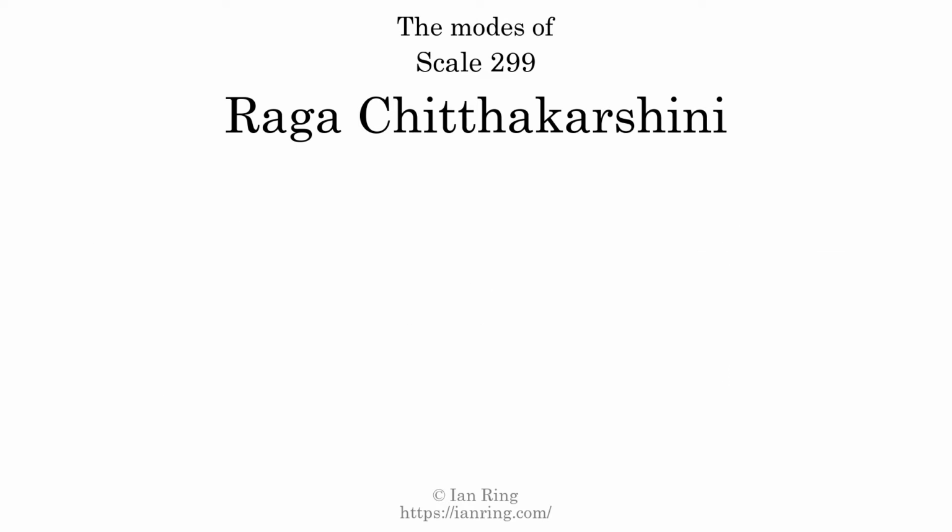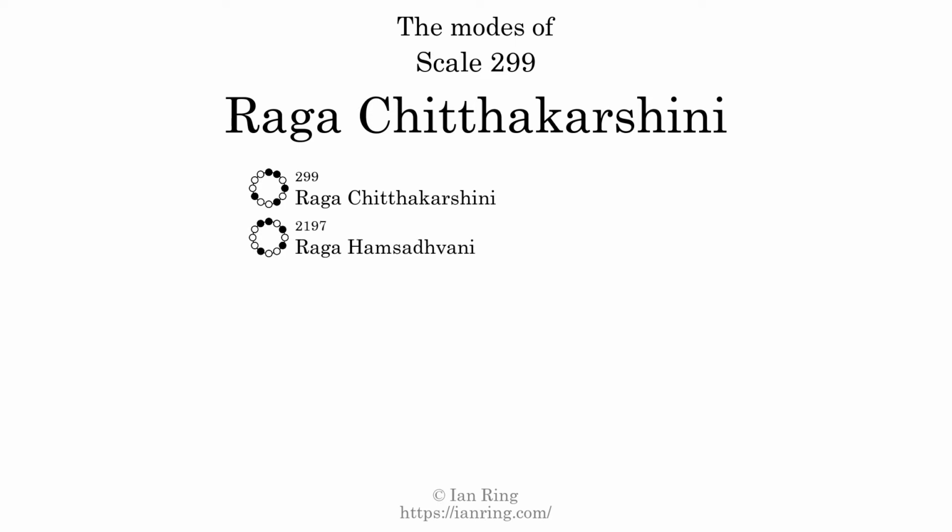This scale has 5 modes. The first mode is itself. The second mode is scale 2197, also known as Raga Hamsadhvani. It sounds like this.